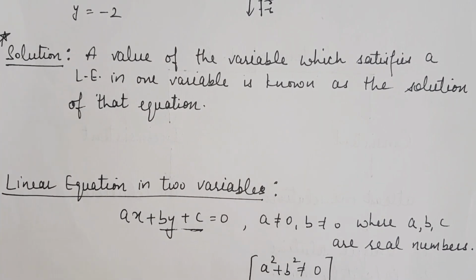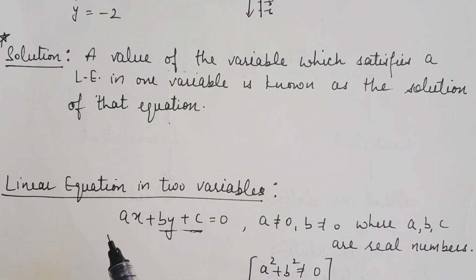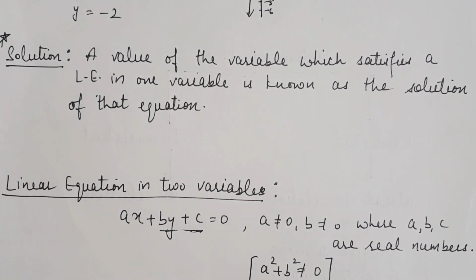So that means if ax plus by plus c equals 0, x and y are variables here, a, b, c are constants, and a and b should be non-zero. So this is the general form of the linear equation in two variables.